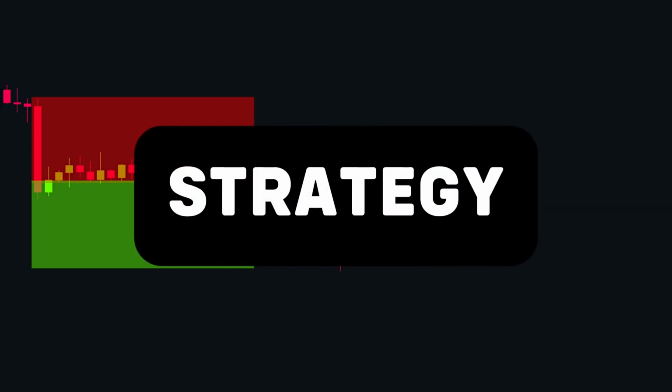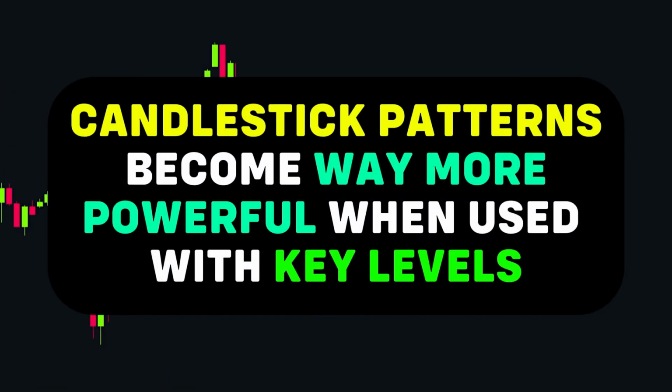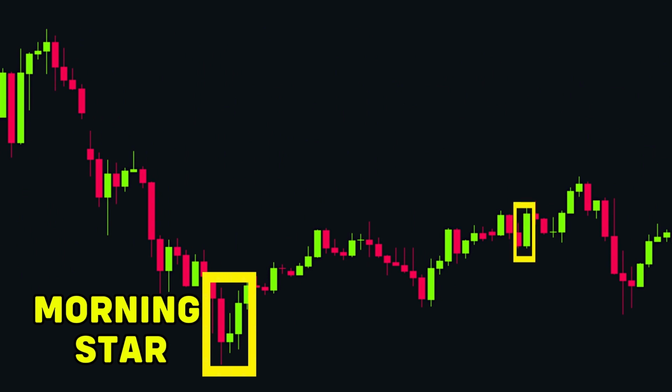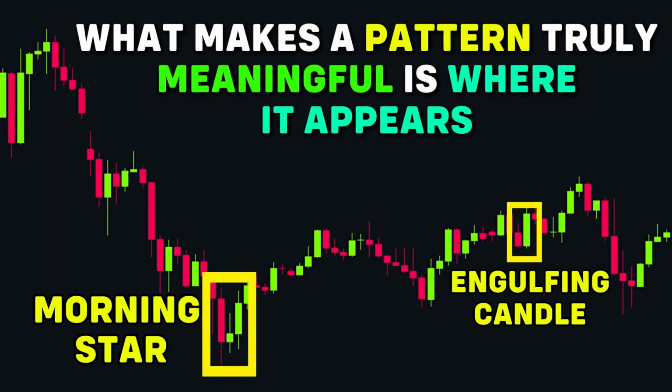But before we do so, here's something really important to understand. Candlestick patterns become way more powerful when used with key levels. Let me explain it in a proper way. You might spot a morning star or an engulfing candle anywhere on the chart, but not all of them mean the same thing. What makes a pattern truly meaningful is where it appears.